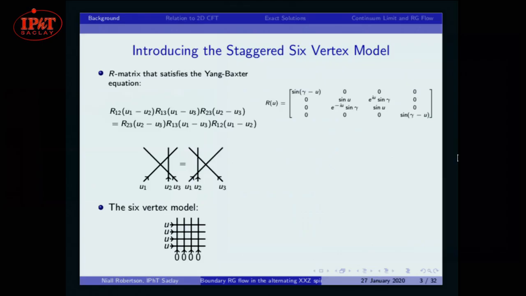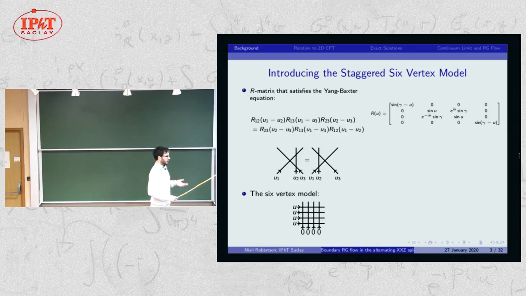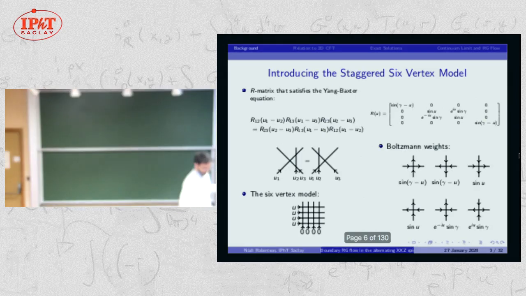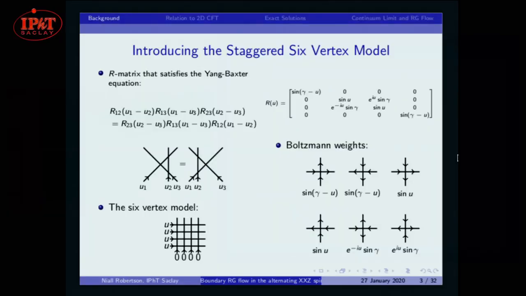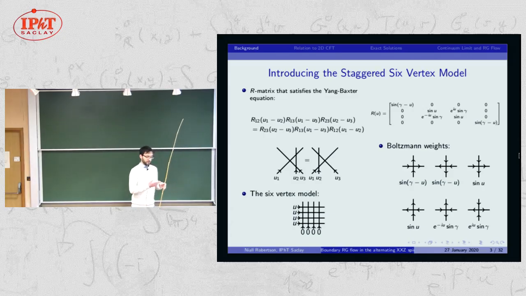So a very famous solution to this equation is the six vertex model given by this R matrix here. And we can define then a classical statistical model on the square lattice by assigning spectral parameters u to the horizontal lines and 0 to the vertical lines. And then at each of the vertices, this R matrix defines for us six possible vertices with non-zero Boltzmann weights, where I've introduced here the parameter gamma, which is just a parameter of the six vertex model. OK, so this is a model which most people are very familiar with.